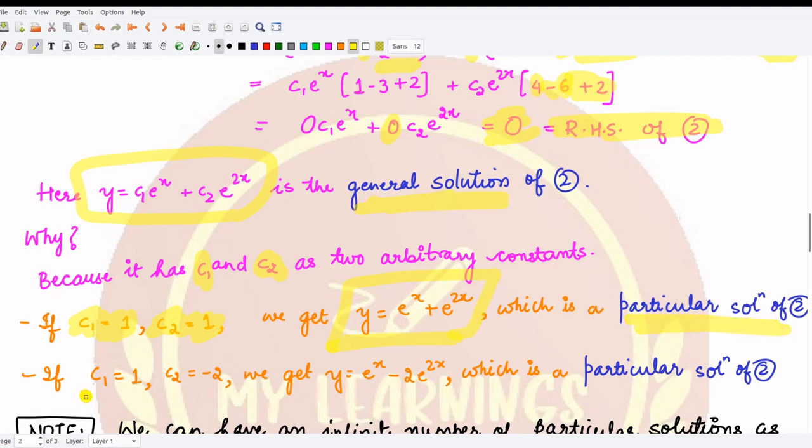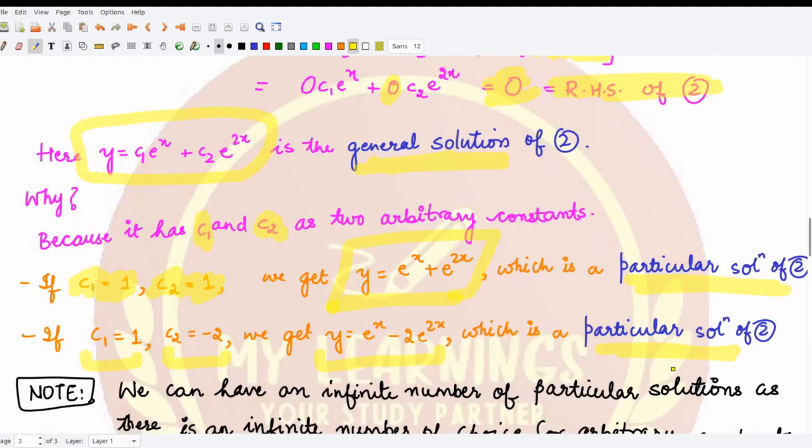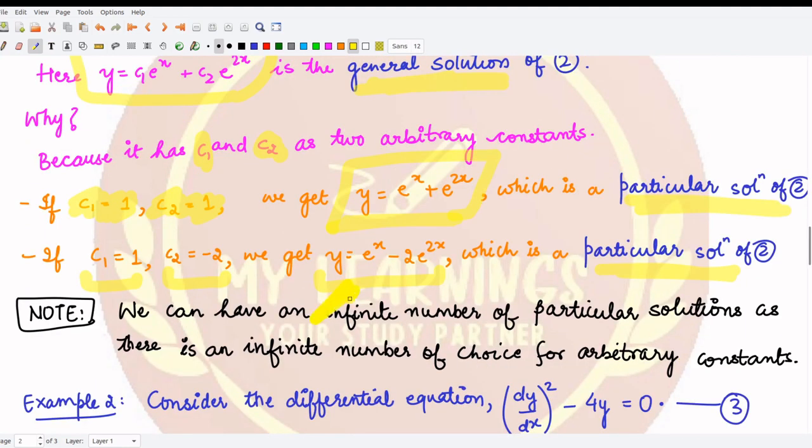Similarly, if you take the value of c1 as 1, c2 as -2, some other values you can also take. So this is also another particular solution. So can we say there are infinite numbers of particular solutions to our given differential equation? Yes. Why? Because there are infinite number of choices for the arbitrary constants which are present in the general solution, correct? So this is about the general solution and particular solution.